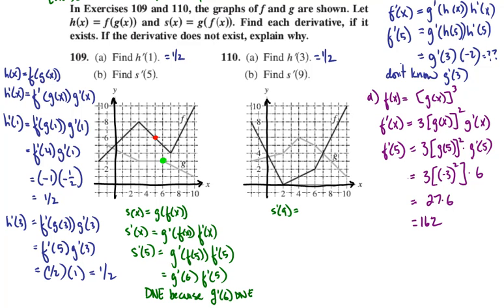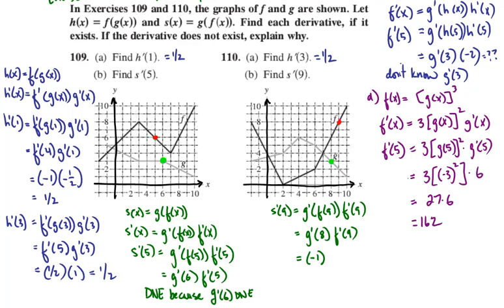9, and that should be g prime of f of 9 times f prime of 9. So the first thing we need in the second graph is to find f of 9, the value of the f function when x is equal to 9, and that's going to be 8. So we'll need g prime of 8, the slope of the g curve when x is equal to 8, and you can see there that the slope is negative 1.